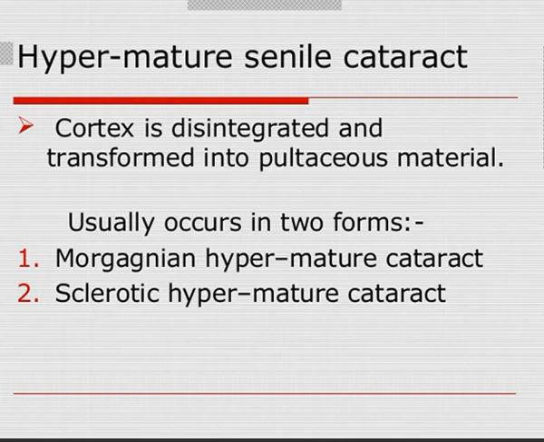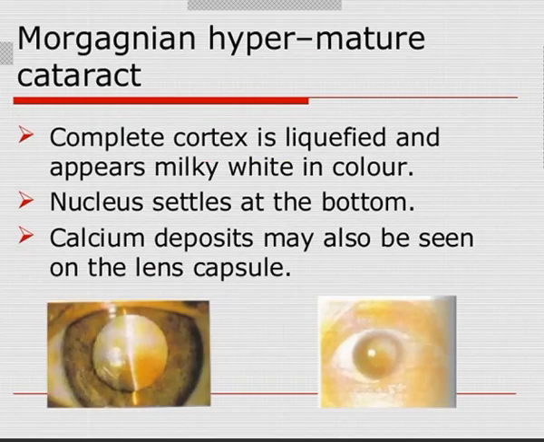What is hypermature cataract? The cortex is disintegrated and transformed into pultaceous material. It is of two types: the Morgagnian hypermature cataract and the sclerotic hypermature cataract. What is Morgagnian hypermature cataract? The entire cortex is opacified, liquefied, and appears milky white in color.